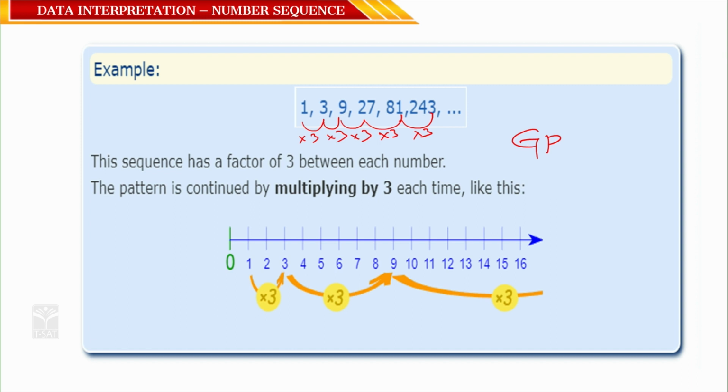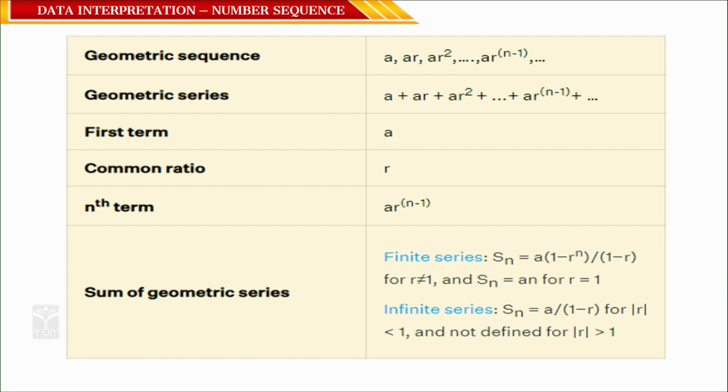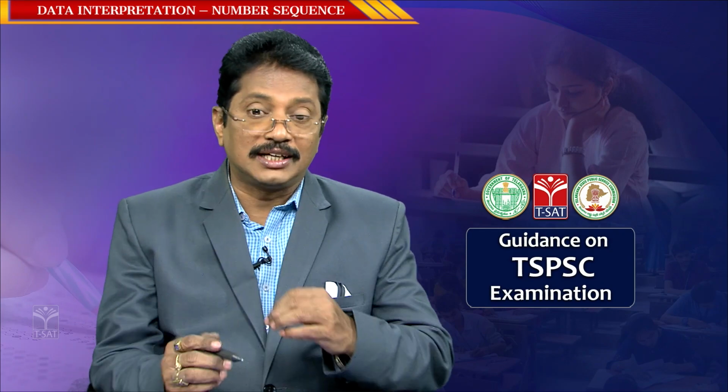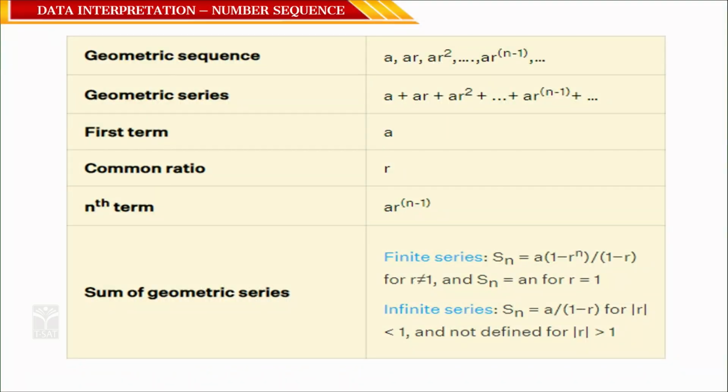Clear? Okay. Now, we will see the terminology and the formulas of geometric progression here. So, here a, ar, ar squared, ar cubed and so on, up to ar to the power of n minus 1, are in geometric progression. Clear? And the next one is the geometric series: a plus ar plus ar squared plus and so on up to ar to the power of n minus 1. This is a geometric series. Clear?